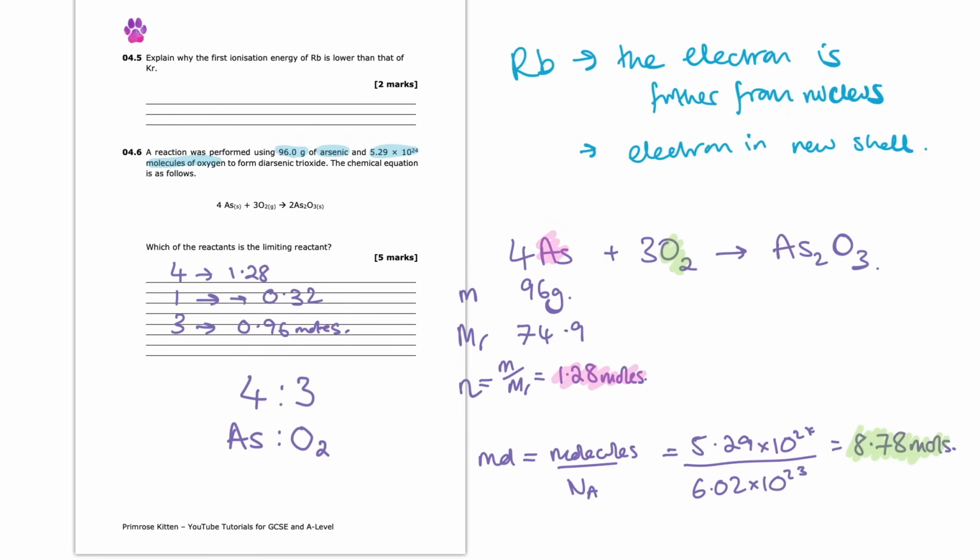And actually, as you can see here, we have a lot more than that 0.96 moles. So therefore, I would say that in excess is our oxygen, and so our limiting reagent is going to be the arsenic. So that there would be our conclusion to that question. So I hope that that made sense. So there we needed to get the moles of each of them, work out which one we have in excess, and then the other one is the limiting reagent. Perfect.